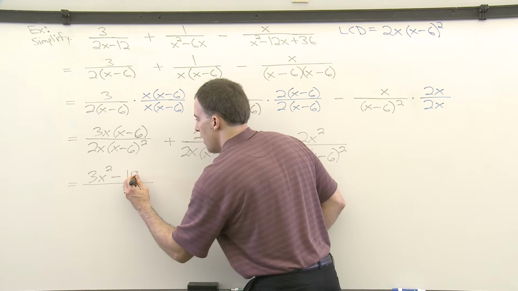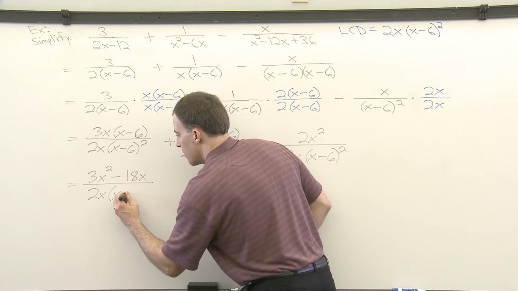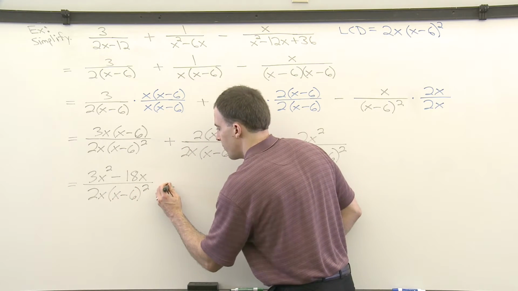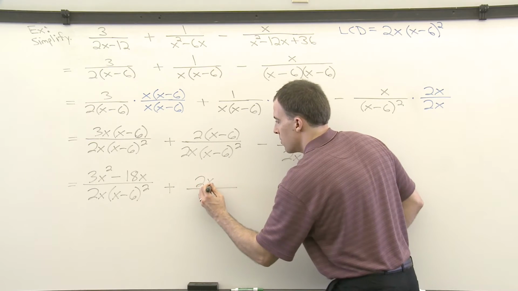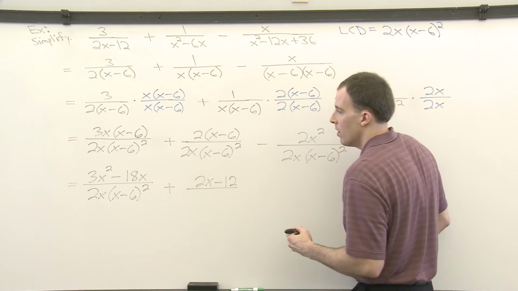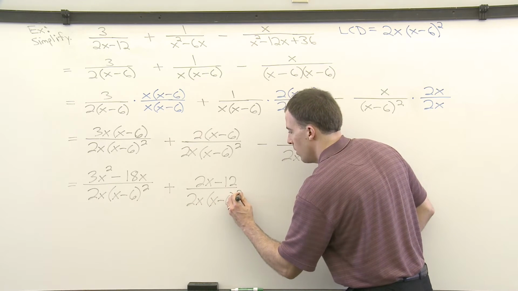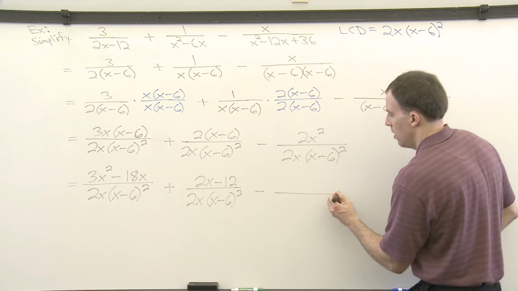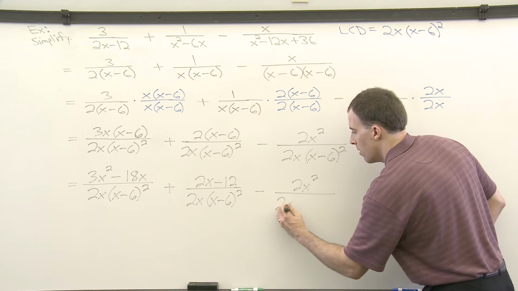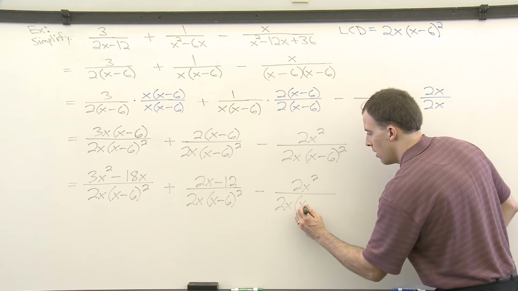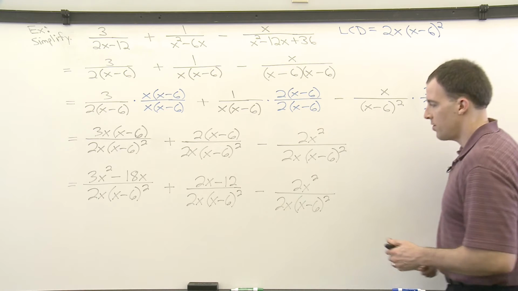Okay, so we've got 3x squared minus 18x all over the common denominator, 2x times x minus 6 squared, plus the 2 distributes through the parentheses, and we'll get 2x minus 12 all over 2x times x minus 6 squared. And then minus, there's nothing to do in the third numerator, so 2x squared all over 2x times x minus 6 squared. It's time now to write it as a single fraction.